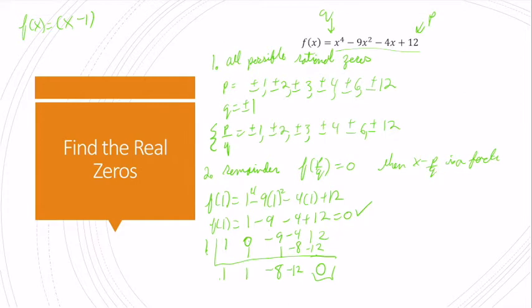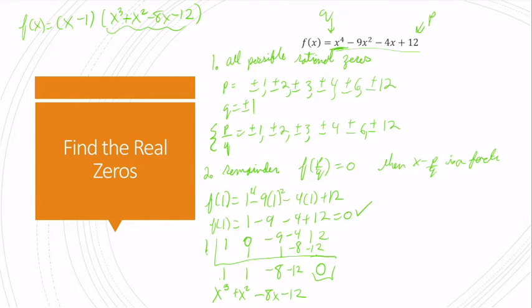So I'm left with x cubed, because I had a degree 4, now it's a degree 3, x cubed plus x squared minus 8x minus 12. Now here's the problem. I don't know how to factor a cubic. I know how to factor a quadratic. We've got the quadratic formula, but I don't know how to factor a cubic. So we need to keep factoring.